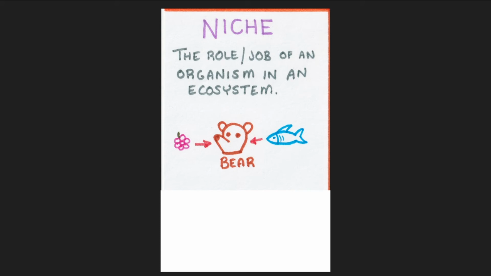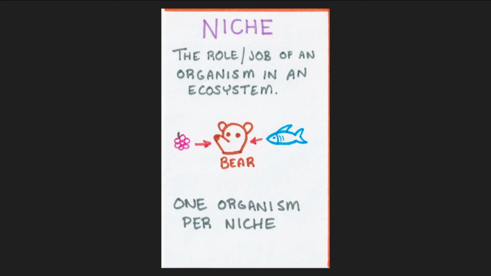But let's take a look at the other side of niches for a second and remember this extremely important rule. When it comes to a niche, you can only have one organism in that slot. Only one organism, one species, I should say, in an area, only one population can be the one who eats fish in an area. That's it. Only one. Only one organism can go around eating the berries.